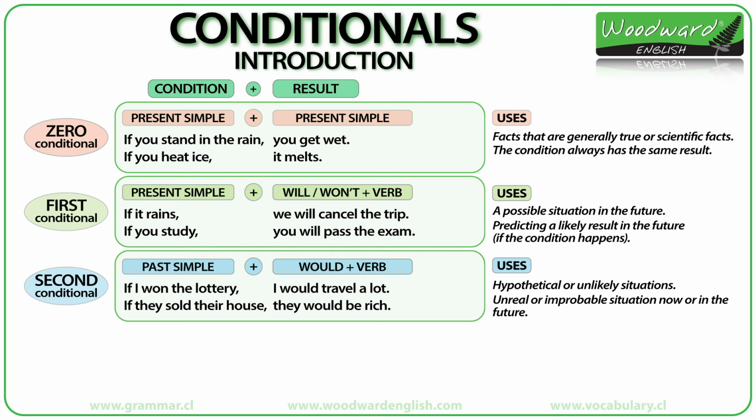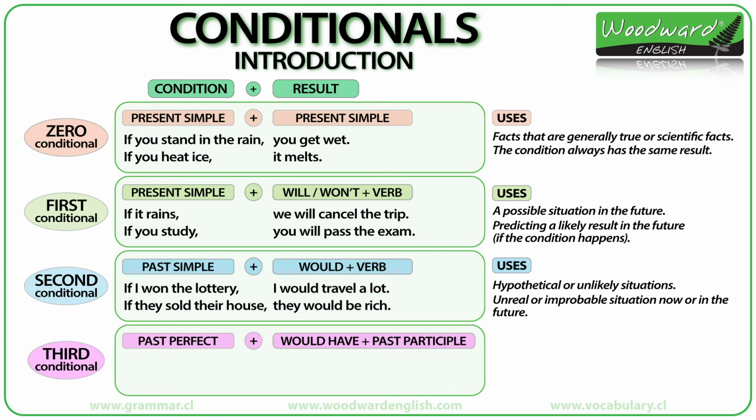If they sold their house, they would be rich. It is unlikely that they will sell the house because they like living there. However, in the improbable situation of them selling the house, they would become rich.